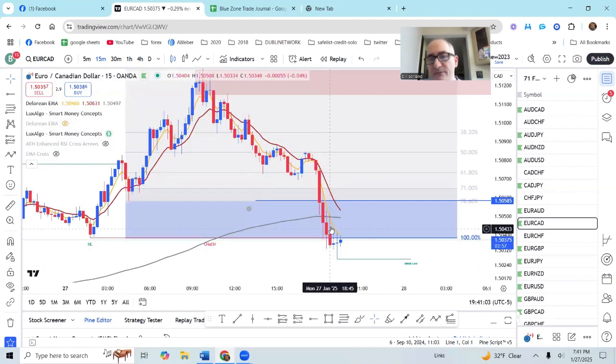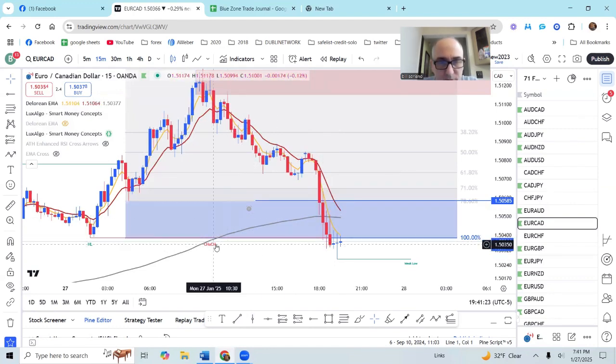Now, in order for it to be invalidated, I have the chart settings so that you have to get a close, in this case, below that order block, not just a wick, but you have to get a candle to close, right? On this 15-minute time frame. And you see that we do get that.